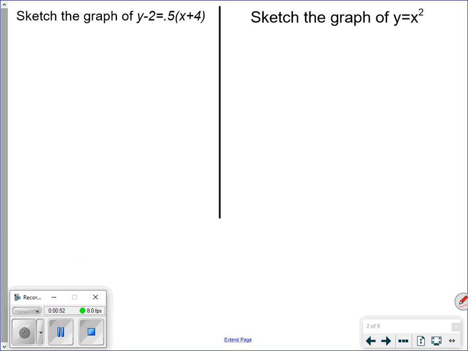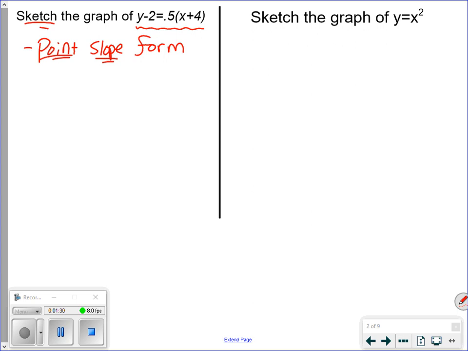Just to do a little review here, to help us lead into an idea, it says sketch the graph of y minus 2 equals 0.5 x plus 4. Now, this hopefully looks a little bit familiar to you. That is the equation of a line, and more specifically, it's the equation of a line in point slope form. That's the type of equation for a line that we're going to be dealing with most often, because we're able to see that point, we're able to see that slope, and we can use a point and a slope to help us with a lot of things.